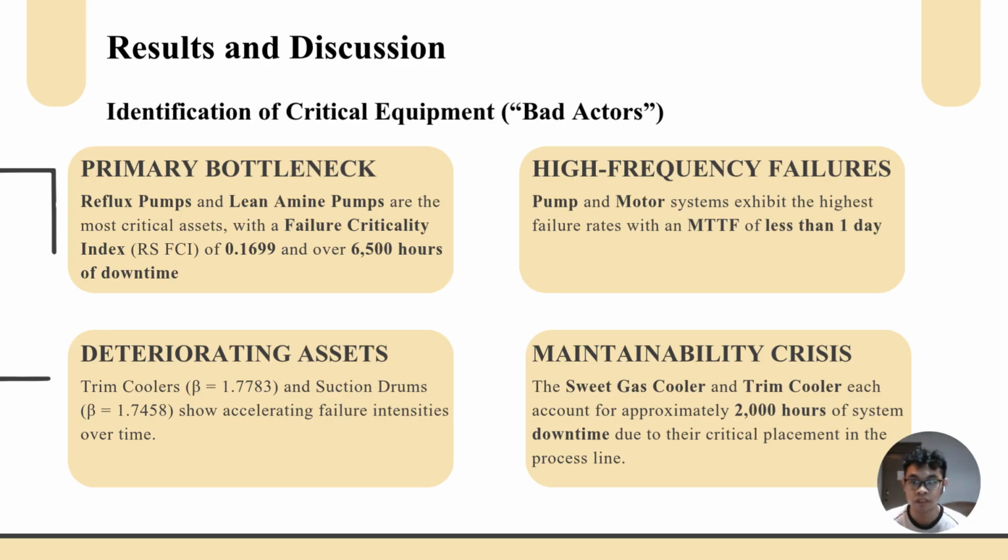So in this section, we move from the system level to identify the specific bad actors causing this disruption. And our data points to the reflux pumps and lean amine pumps as the bottlenecks in the facility. These pumps hold a failure criticality index of around 0.1699 and have accumulated over 6,500 hours of individual downtime. And when we look at our live data analysis, pumps and motors stand out with the highest failure frequencies, showing a mean time to failure of less than 1 day.